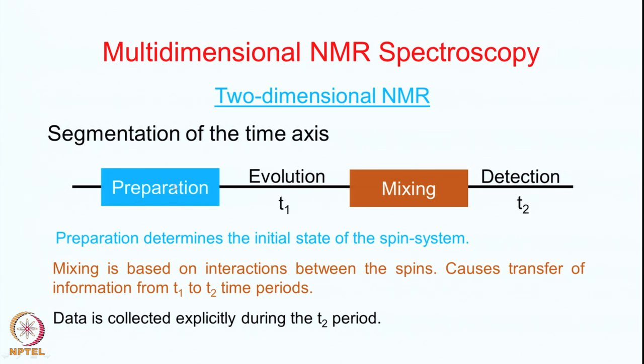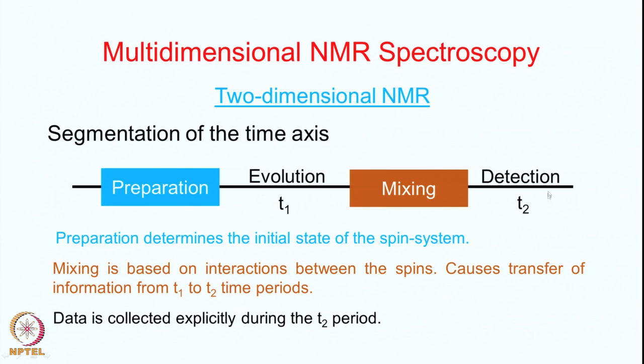Preparation period prepares the system in a suitable initial state. This may include the excitation. So, when you do that, you create transverse magnetization from the spin system, and then you allow this magnetization to evolve during the period T1, which is now a variable, and therefore we call it the evolution time, and this is the variable time. And the mixing is the period which allows mixing of spin systems. So, it depends on various kinds of interactions between the spins, and it will cause transfer of information from this state of the spin system to this state of the spin system.